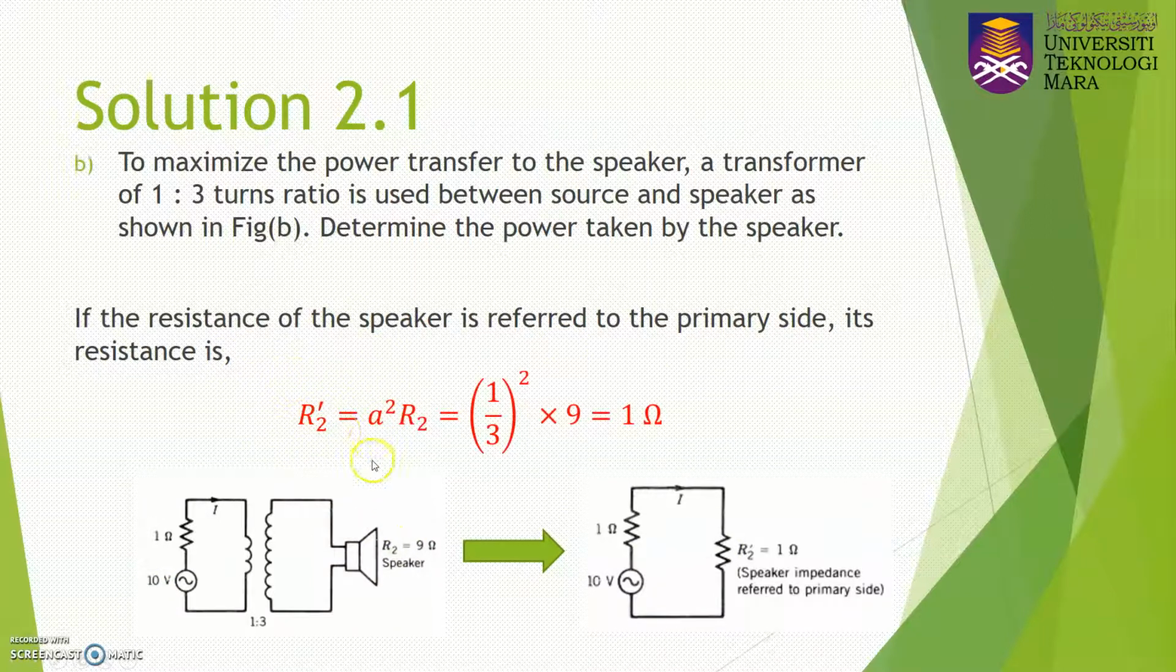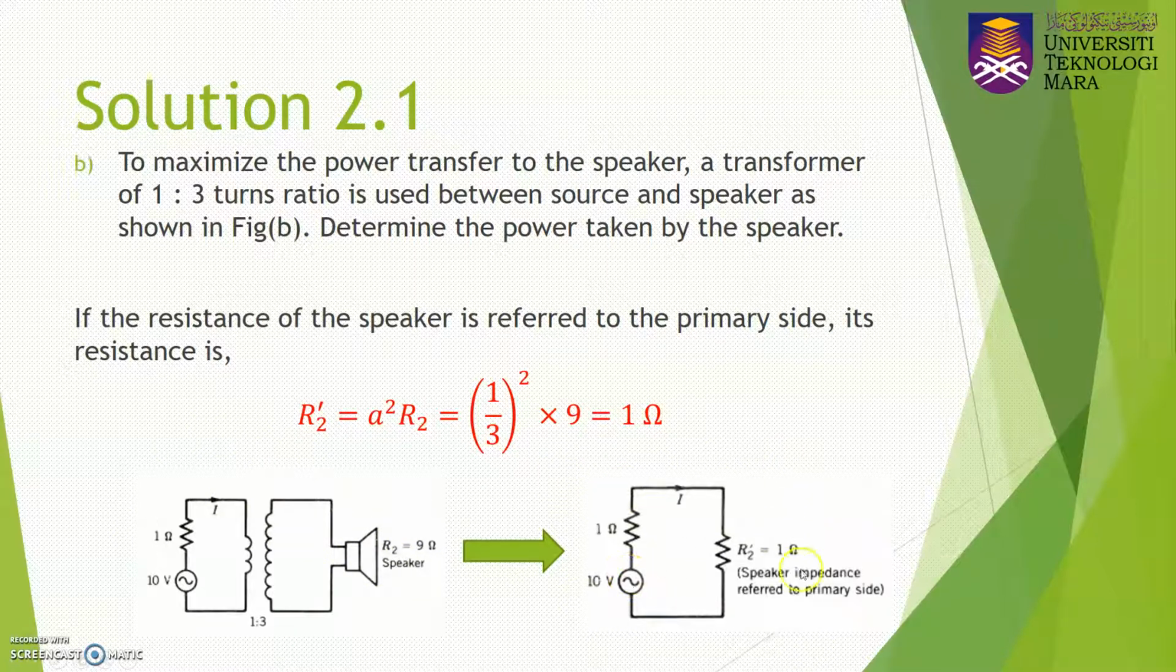So R2 prime is equal to A squared R2. A in this case is N1 divided by N2, so 1 divided by 3. So A squared, 1 over 3 squared, multiplied by R2, which is 9 ohm. You just do the calculation and you get R2 prime equal to 1 ohm. So this is the new circuitry after you move the impedance from the secondary side to the primary side. This is the new equivalent circuit.